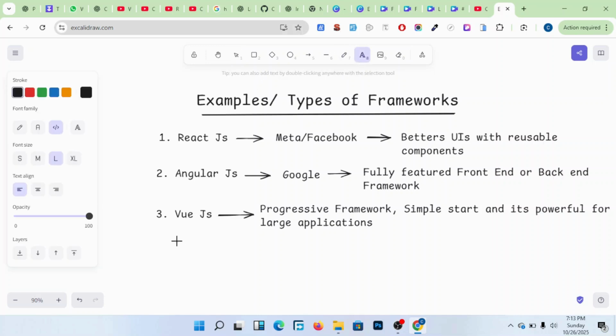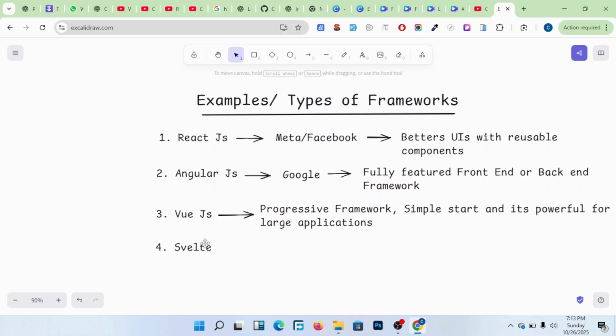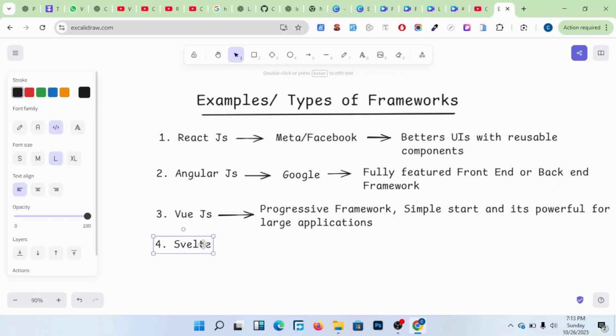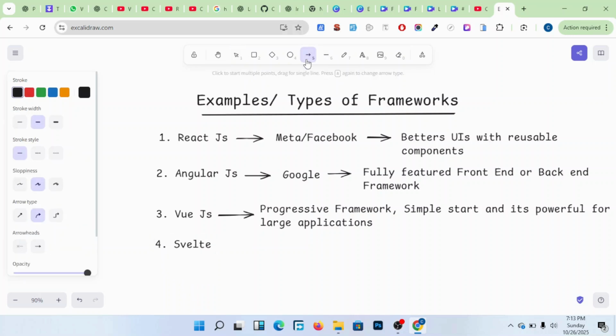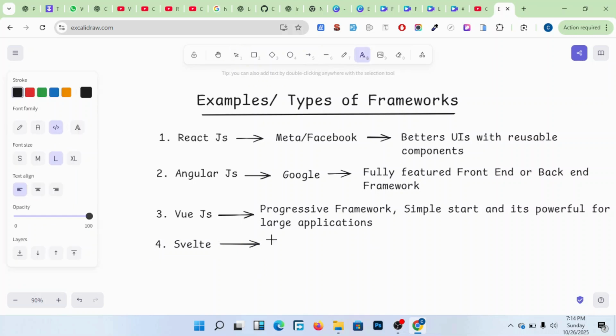It's called Svelte, or Svelte. Okay? This Svelte here is a newer generation framework.